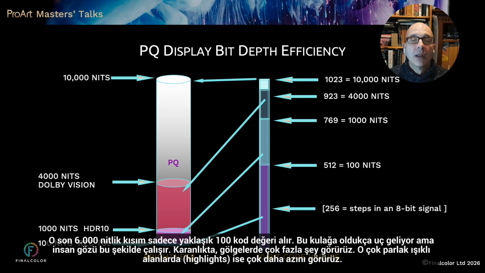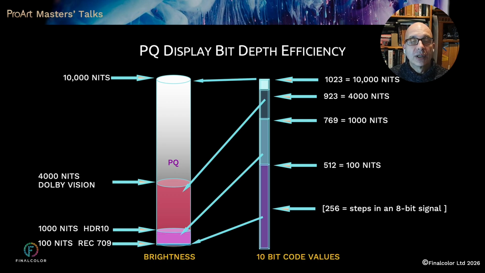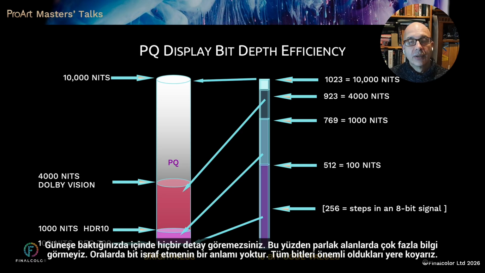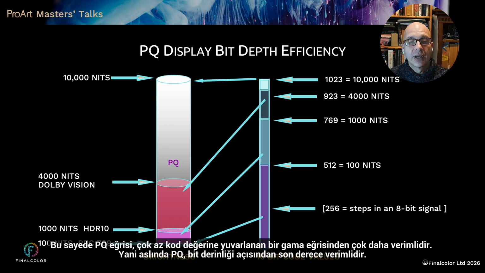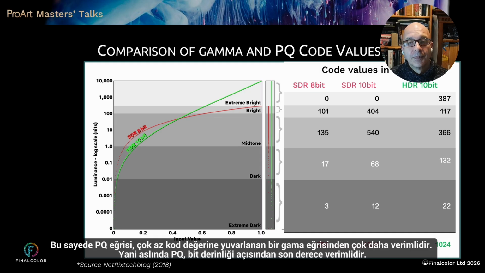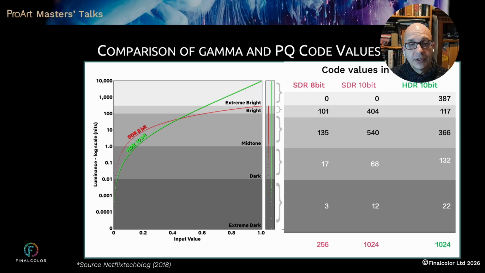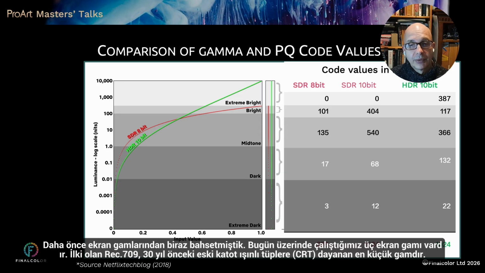That seems quite extreme, but that's the way the human eye works. We see a lot of things in the dark, in the shadows. We see much less in those very bright highlights. You stare at the sun, you don't see any detail in it, and you'd probably be blind for a few minutes as well. So we don't see a lot of information in the highlights, so there's no point in wasting bits there. We put all the bits where they count. And in that way, the PQ curve is much more efficient than a gamma curve, which rolls off into very few code values. So actually, PQ is extremely efficient in terms of bit depth.